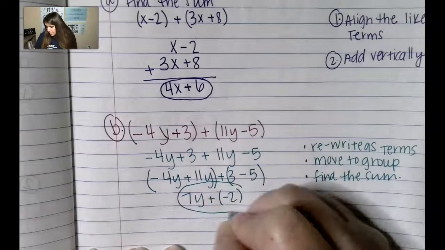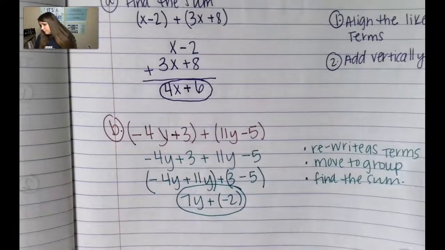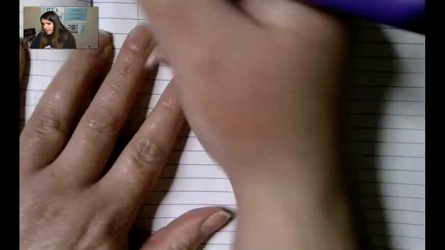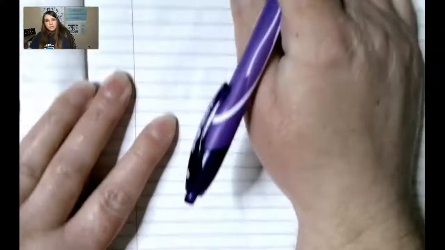So this right here would be the sum. Okay, let's do another example, and we're just going to line up again. So we'll find the sum by lining up the like terms. So in this problem, we're going to find the sum.